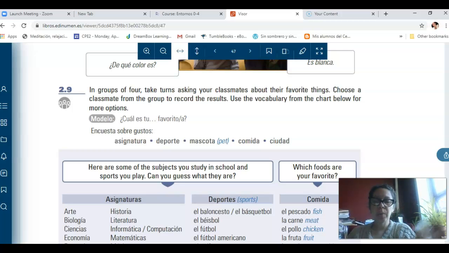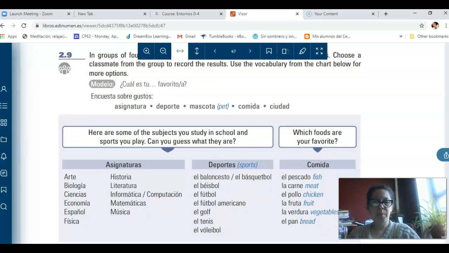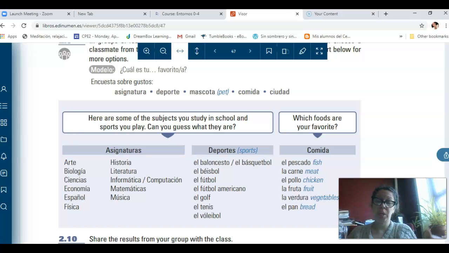¿Cuál es tu? And then you have here some options. Asignatura, deporte, mascota, comida o ciudad. ¿Cuál es tu ciudad favorita? Mi ciudad favorita es Nueva York. ¿Cuál es tu mascota favorita? O tu animal favorito. Mi mascota favorita es un gato.